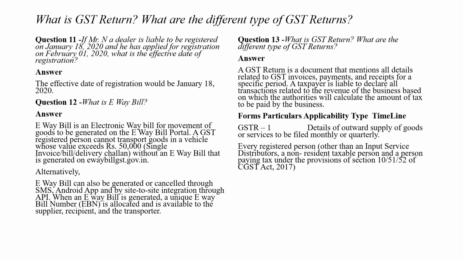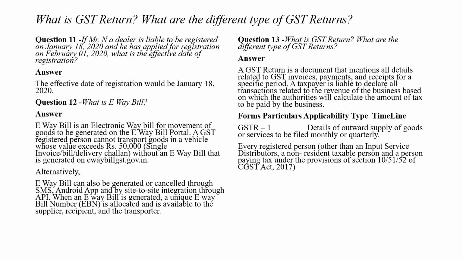gst.gov.in. Alternatively, an e-way bill can also be generated or cancelled through SMS, Android app, and by site-to-site integration through API. When an e-way bill is generated, a unique e-way bill number (EBN) is allocated and is available to the supplier, recipient, and the transporter.